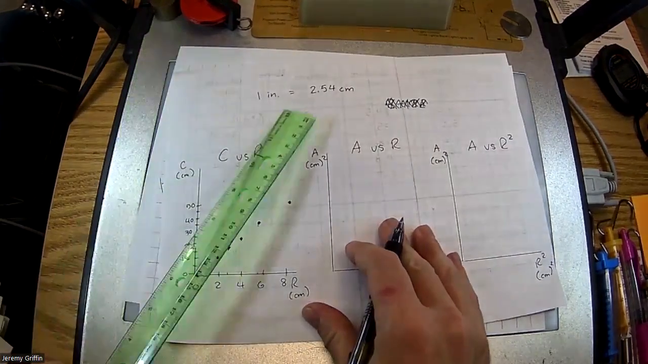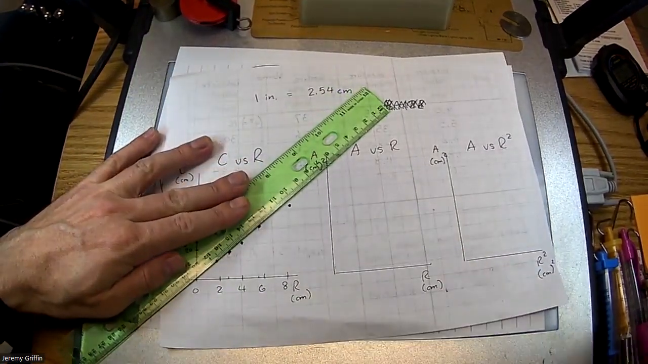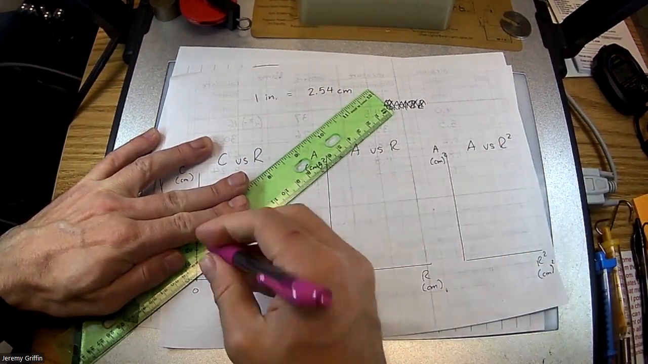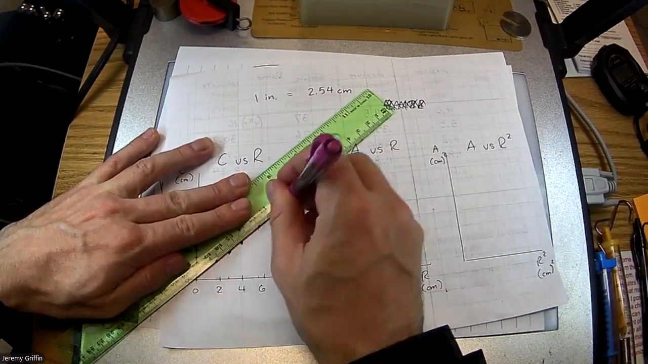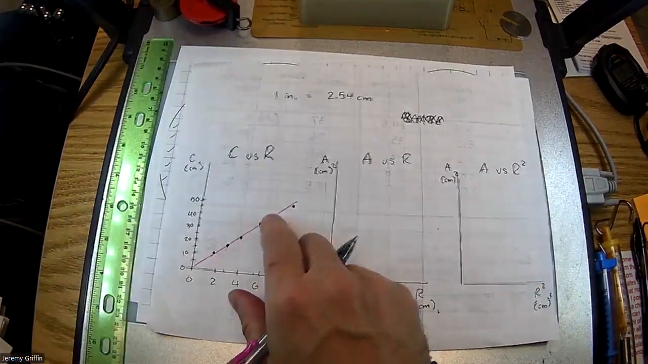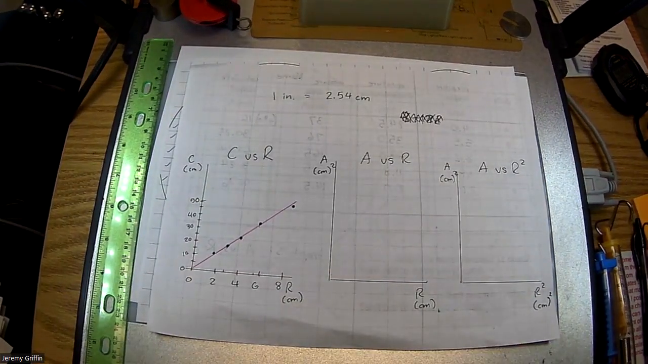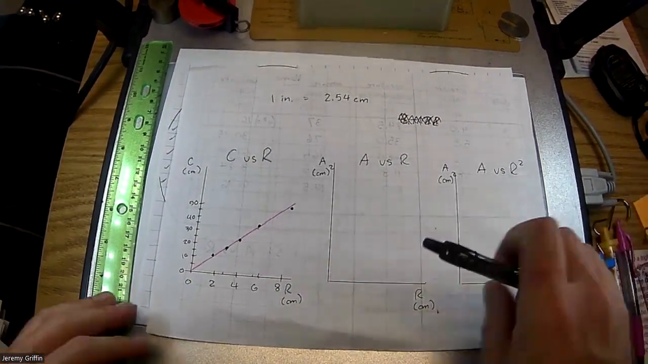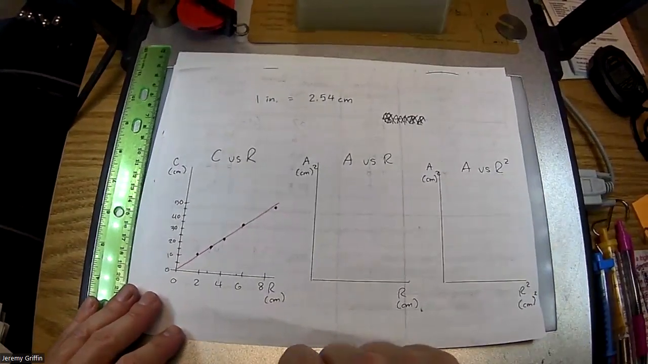Oh, and look at there. So that pretty well lines up to a straight line. And in fact, I bet the slope is pretty close to 6.28. Right? I bet it is. If I went and found that, I could make an equation of that.